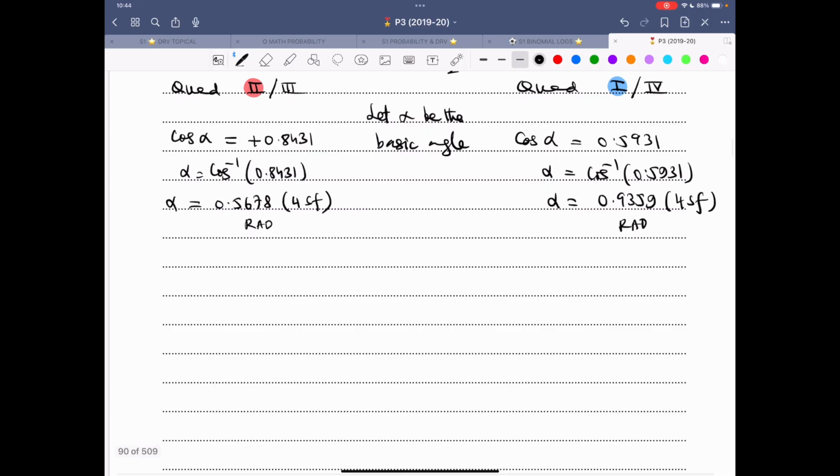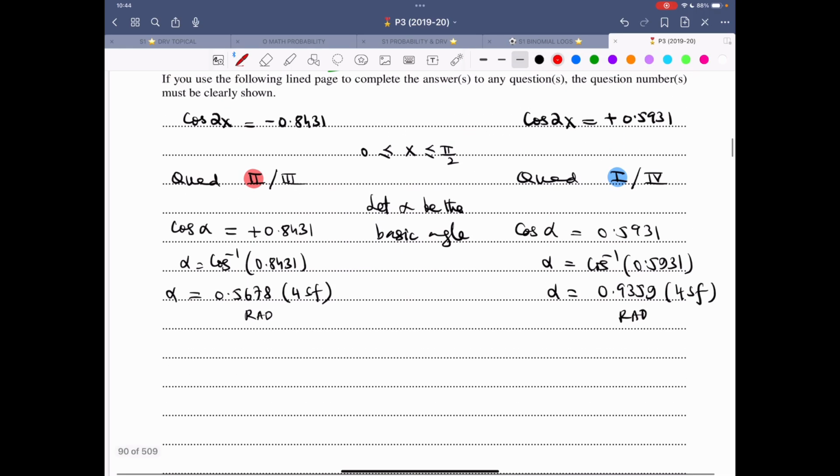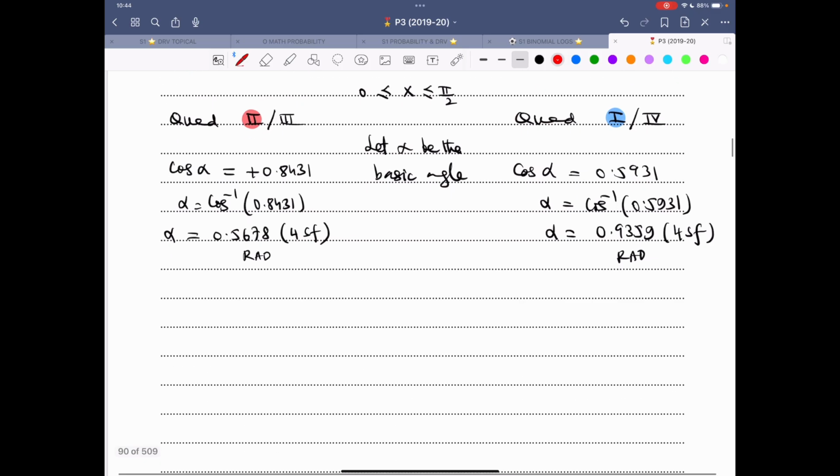So now once you have reached this stage, let me do two more steps of working. That is 2x equals, in the second quadrant, pi minus the basic angle 0.5678. I just misread it. This comes out to be 2.574. We are solving for x, so x comes out to be 1.287.